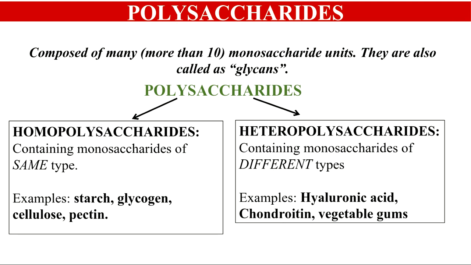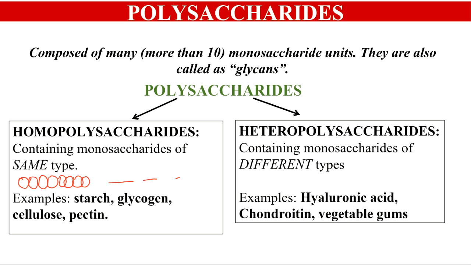Let's take the example of a bracelet again to understand this better. Let's say this red color symbolizes glucose. So glucose, glucose, glucose, glucose, and so on. So this is a homopolysaccharide. Whereas in the case of heteropolysaccharides, what will happen?